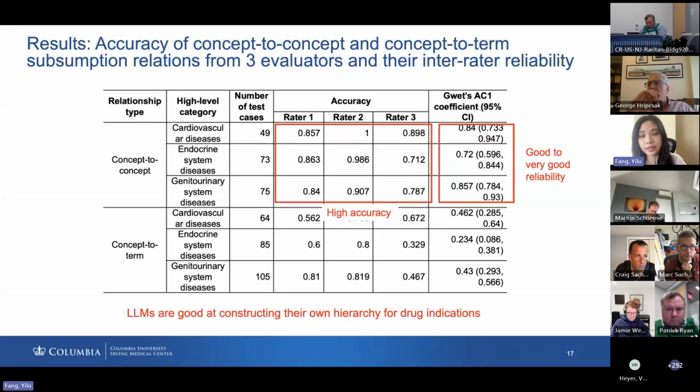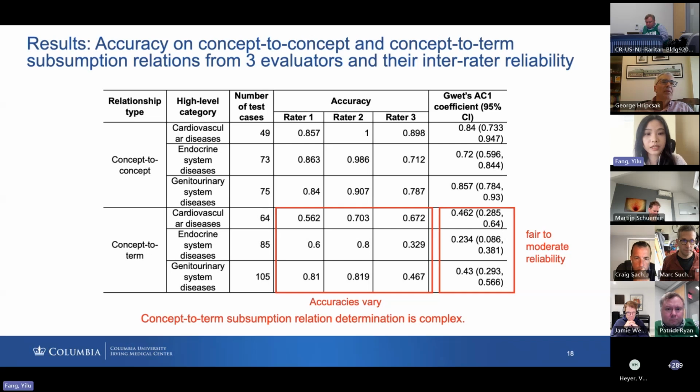We also assessed the accuracy of concept-to-concept and concept-to-term subsumption relations. We invited three domain experts for this evaluation, and we calculated their inter-rater reliability. For concept-to-concept subsumption relations, we achieved a high accuracy across different raters and different categories, and we achieved a good to very good inter-rater reliability. So this indicates that large language models are good at constructing their own hierarchy for drug indications. As for concept-to-term subsumption relations, the accuracy varied, and we could only achieve fair to moderate reliability. So this indicates that determining concept-to-term subsumption relations is a complex task, even for humans.